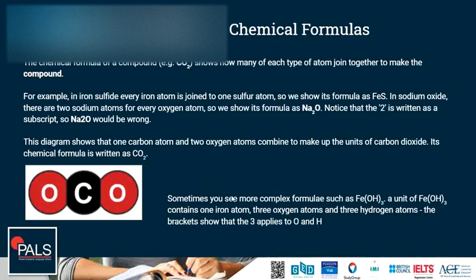Sometimes we see more complex formulas such as Fe(OH)3. A unit of Fe(OH)3, which is iron hydroxide, contains one iron atom, 3 oxygen atoms, and 3 hydrogen atoms. We write it in brackets, and whatever the brackets include, their subscript applies to that. So the 3 in the subscript applies to the O and the H.